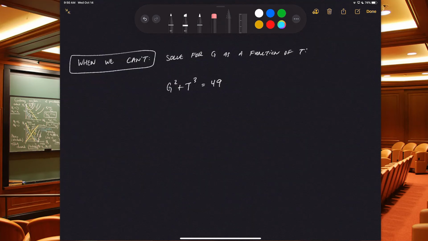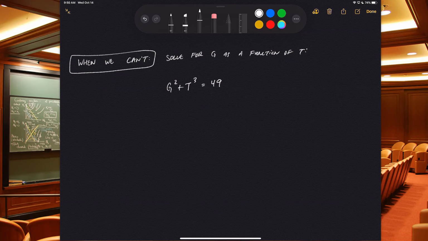So here, an example of maybe when we can't do this. So if we're being asked to solve for g as a function of t, here we've got some equation g squared plus t cubed equals 49. How would we go about this? Well, we really haven't even learned how to solve equations like this yet, so I'm gonna show you roughly how this would go. I don't expect you to have this down yet. We'll be looking at equations like this later in the course.